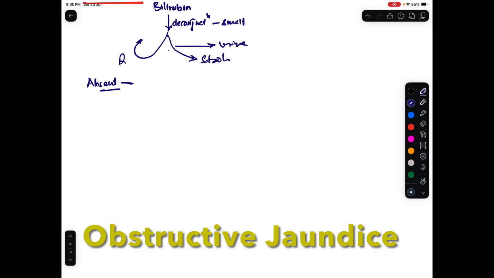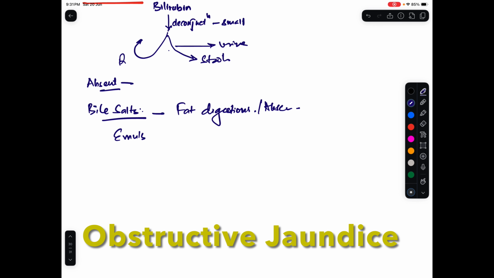What's the physiological role of bile salts? So bile salts cause fat digestion. It helps in fat digestion and absorption. How do they achieve this function? So this is by emulsification, formation of micelles.